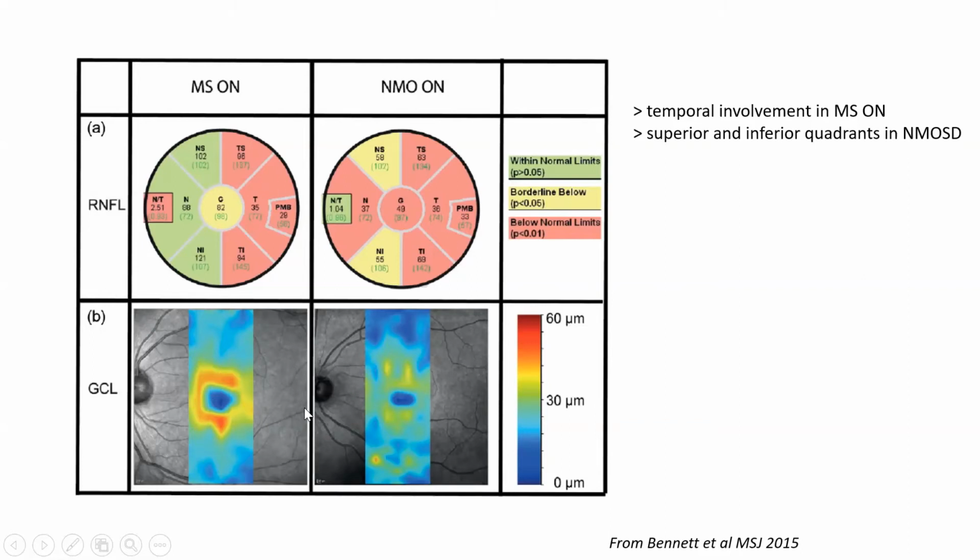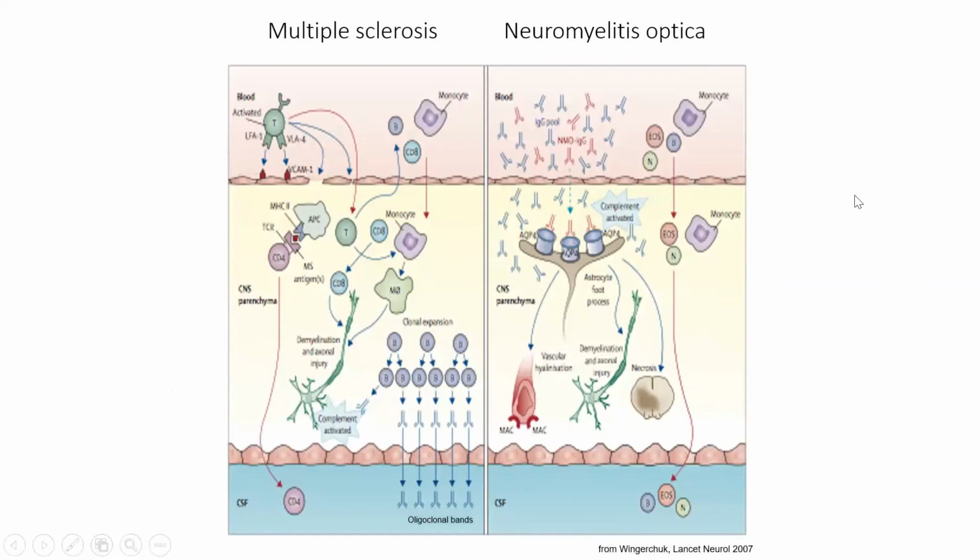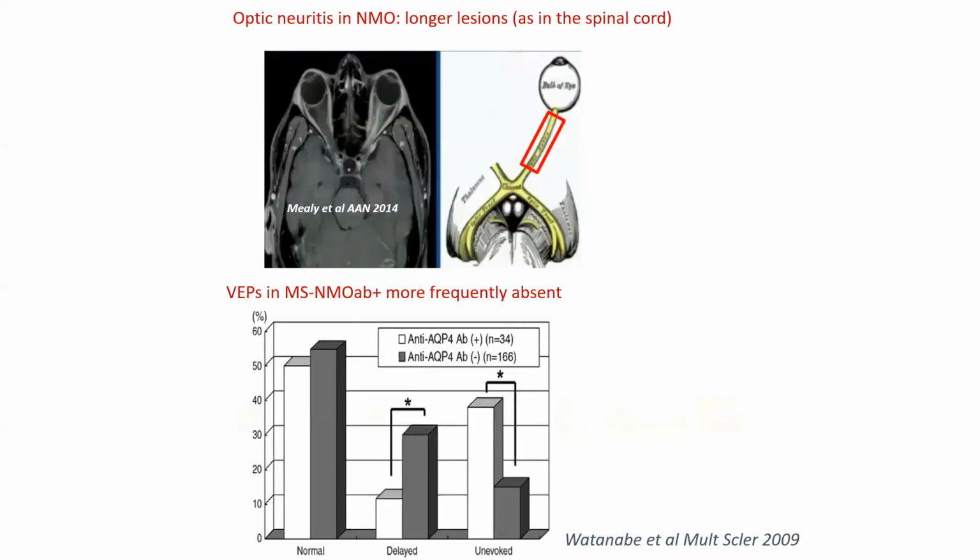But we can consider also adding the functional assessment with visual evoked potentials, because we can consider that as in MS, the main target is myelin. In neuromyelitis optica, the main target are astrocytes, so this is not a mainly purely demyelinating disease. So we already said that the lesions tend to be longer in people with NMOSD compared with people with MS.